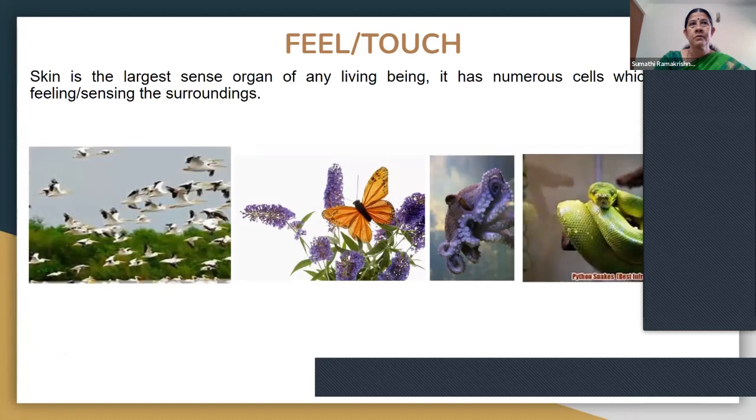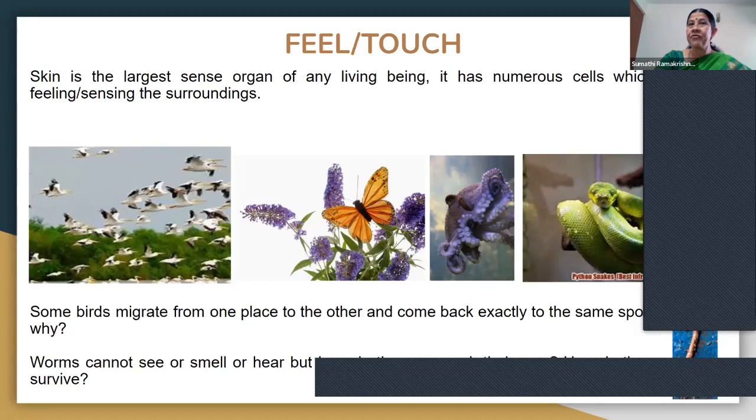What are these and what do you understand by this? Migration. Yes. Birds. Why do they migrate? In search of food. Yes. For better living conditions. Birds migrate from one place to another and come back exactly to the same spot. Because when the resources here are over, they move to another place. And once they are over there, they know that here it's available again. So they come back here. So that's the reason. They migrate and they return to the same place.